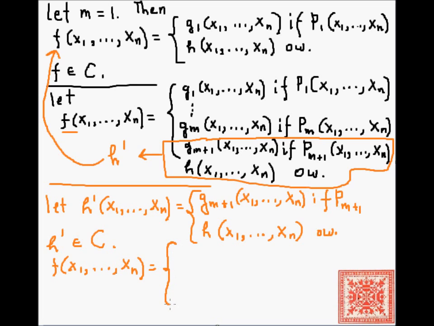And then by the inductive hypothesis, f is in C because it can be defined as g1 if p1, through gm if pm, and then h prime. And since h prime is in C, then f is in C.